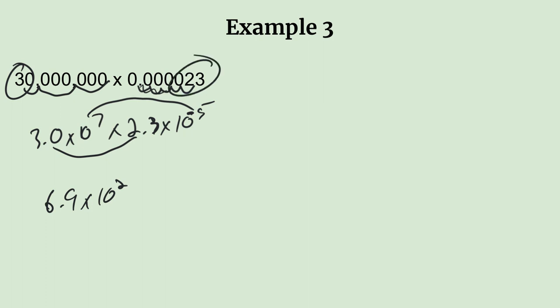Remember, we don't count the zeros. Actually, this one would be 3, 6. Sorry, we do count the zeros there. This is 6, this is 2. So we take the smaller. So 6.9 would be our answer. Or sorry, 7.0. That's not 2. I missed that. That's 1. Which would be 7 times 10 squared.